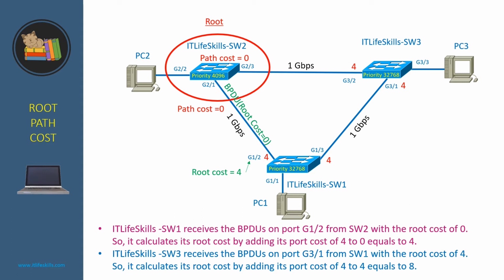IT Life Skill Switch 1 then advertises its BPDU with the root path cost of 4 to Switch 3. Switch 3 receives the BPDU with the root cost of 4 on the port Gi3/1, so it calculates its root path cost by adding its port cost of 4 to the root cost of 4, making its root path cost 8.